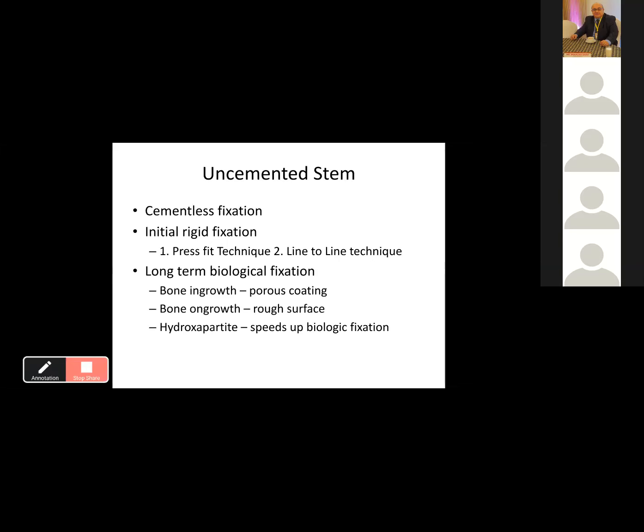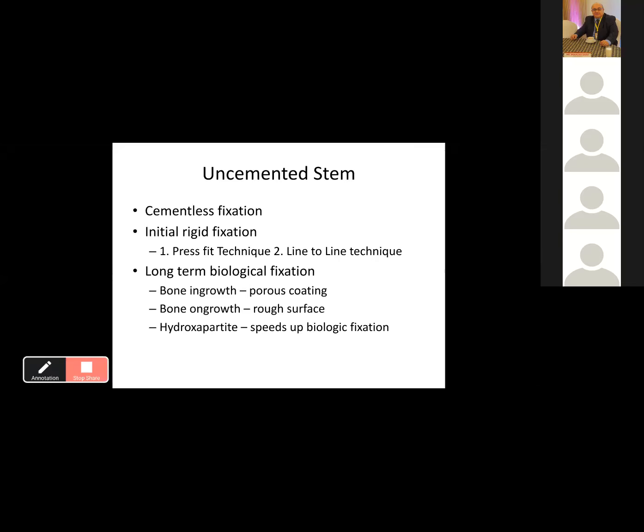They use an initial rigid fixation. So we broach the femur, and we either use a press fit technique, where the last broach is slightly smaller than the actual stem, or a line-to-line technique. Most of these are line-to-line these days because that reduces your risk of fracture. So the initial fixation is you wedge that stem in and it fits nicely.